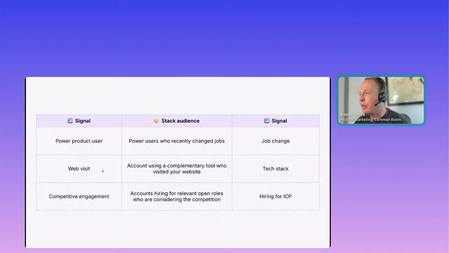There's a few more examples we can walk through here, such as a signal of a web visit and a tech stack. So anyone from an organization who visited your website, where you found that organization has a complementary tool or a competitive tool, you can use those two things to craft a more personalized outbound message. Or last one here, competitive engagement. This is someone engaging with a competitor on LinkedIn or something, and then that same account is hiring for someone in your ICP. It's a way to show that this account should be more highly prioritized than any other account that your team is prospecting into.